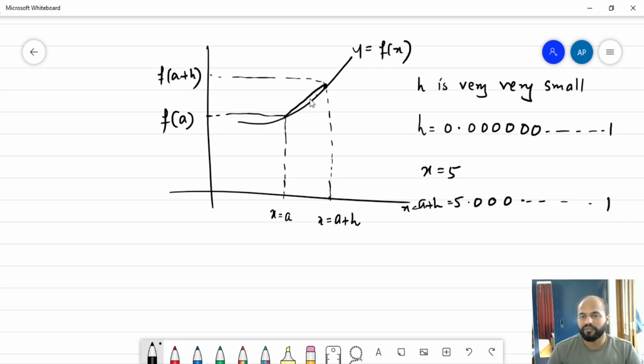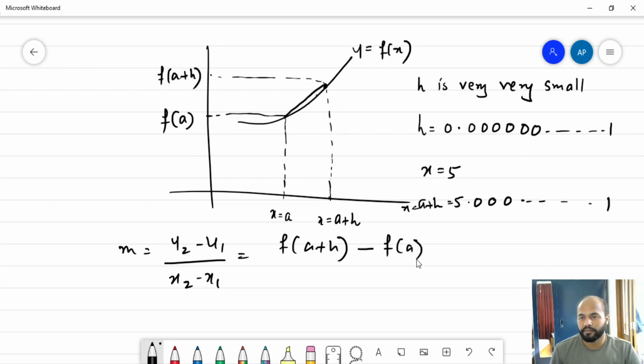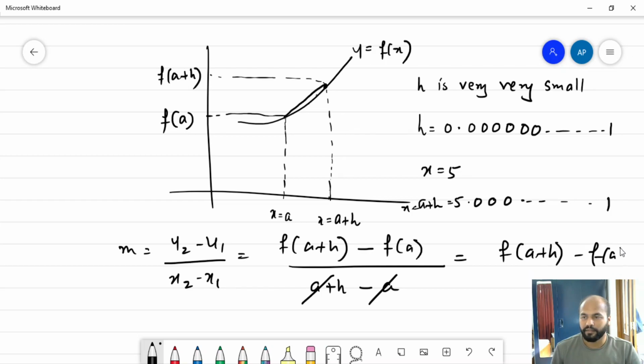Now what we do is we try to find the slope of this particular chord that we have connected. When you find its slope, the slope comes out as m is equal to y2 minus y1 by x2 minus x1. So overall the slope is going to be f of a plus h minus f of a divided by a plus h minus a. So this and this get cancelled, and what we get is f of a plus h minus f of a by h.